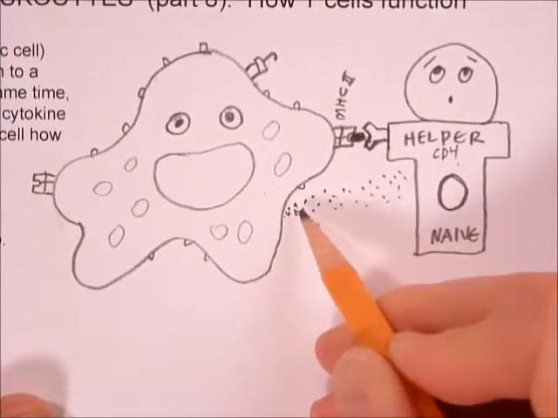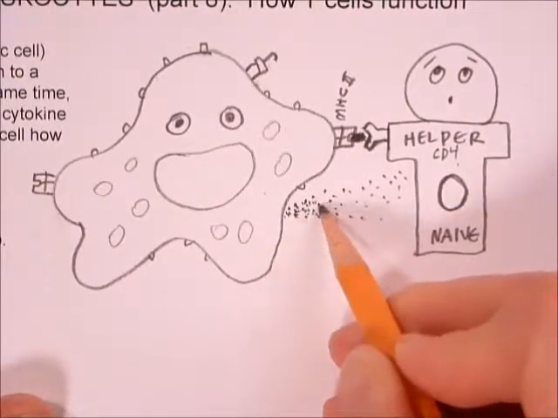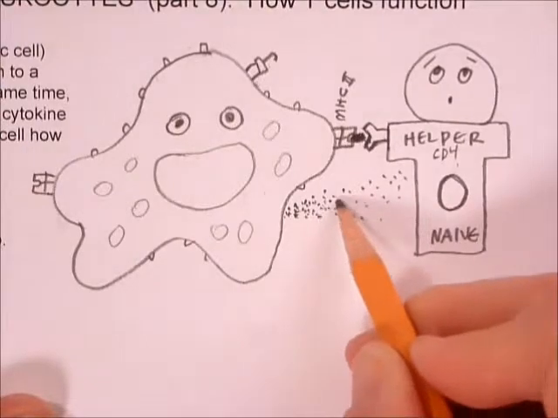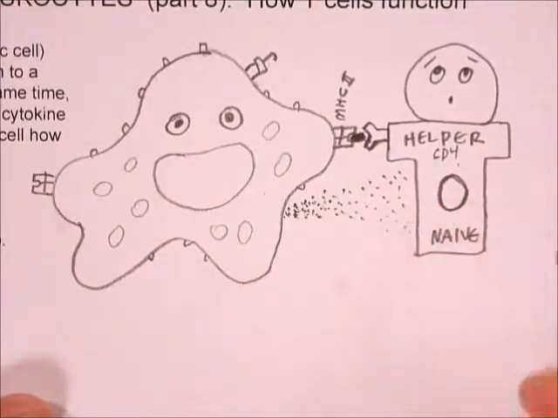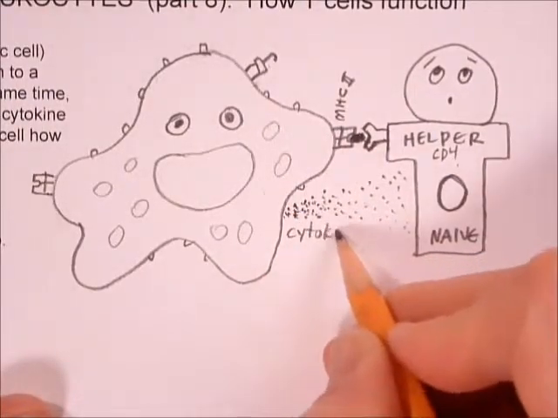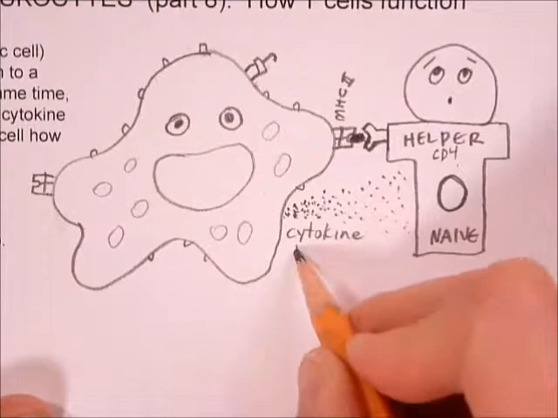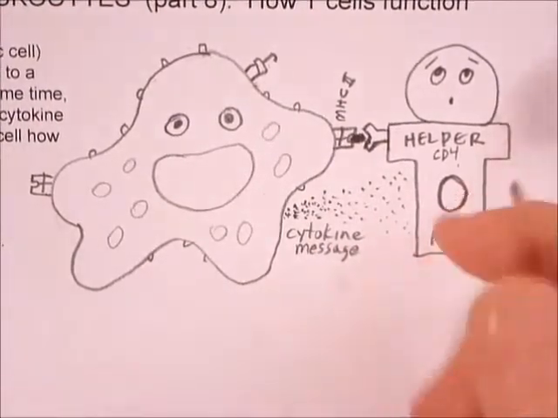So I make a whole bunch down here and then less. It kind of looks like they're coming out. If you make it look like they're more dense down here and then spreading out like this, it looks like it's kind of directional like that. Okay, so these are cytokine messages. That's how cells talk. They send chemicals back and forth.